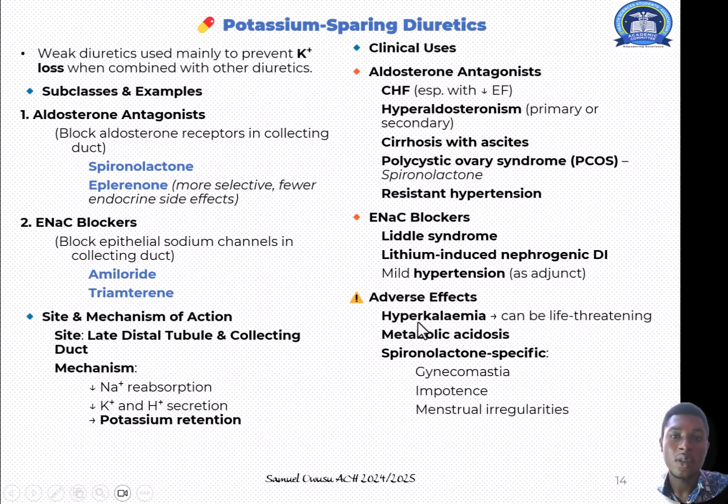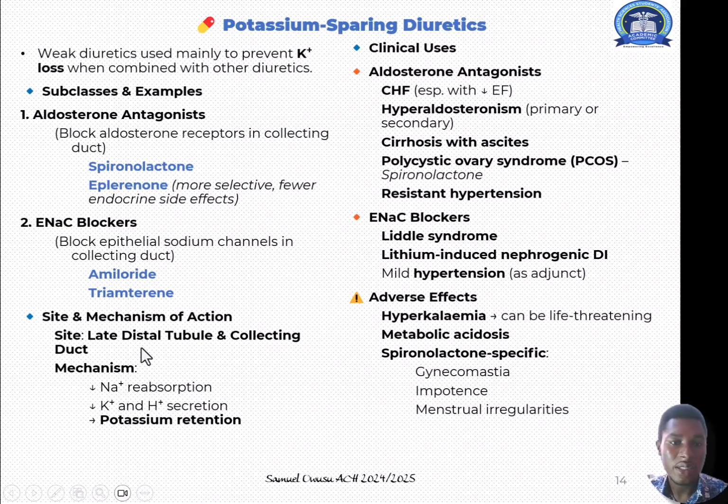Okay, so let's move on. The next one is the potassium sparing diuretics. These are diuretics that are mainly used to prevent potassium ion loss when you combine them with other diuretics. Okay, now the subclasses, we have two types of them. We have aldosterone antagonists and then we have the ENaC blockers. That's epithelial sodium channel blockers in the collecting duct. Okay, now the aldosterone antagonists are spironolactone and eplerenone, and then we have amiloride and triamterene as ENaC blockers. So how do they act?